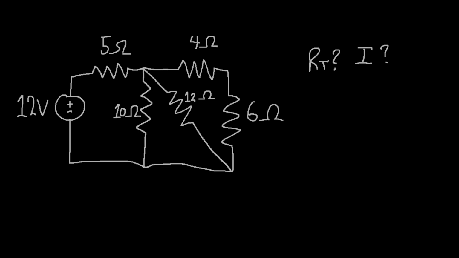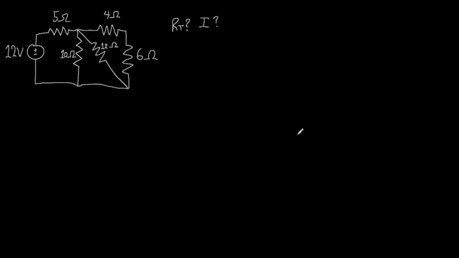This is the last problem I'll be covering in this video. What I want you to do in this scenario is to calculate the total resistance and the total current flowing through this circuit. Pause the video if you need to and take your time. To start solving this problem, I would first sum up the two series resistors here, 4 ohms and 6 ohms, that's 10 ohms.